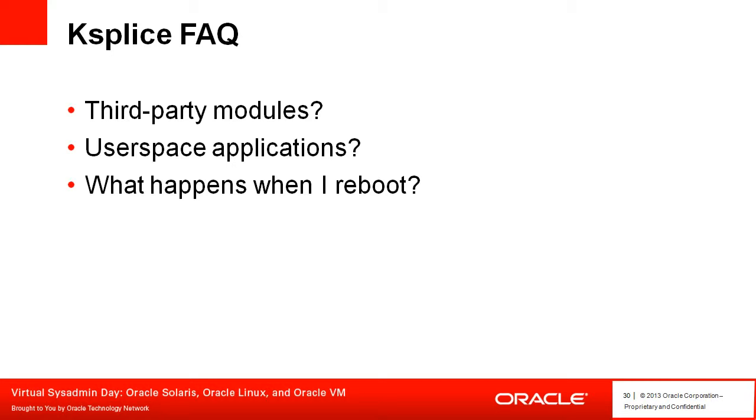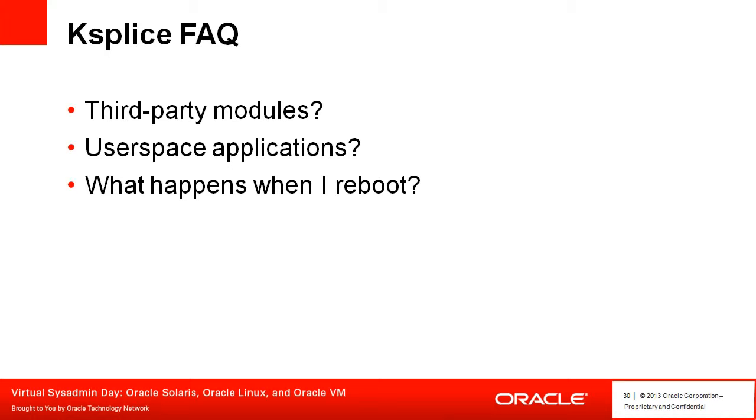How does ksplice interact with my third-party kernel modules like EMC PowerPath? The answer is pretty well. We guarantee that the kernel ABI remains unchanged as part of our patching process, so other modules aren't even aware that we're there, and they keep running as usual. That said, we don't update these third-party modules. We can only update the Oracle Linux kernel and Oracle Linux modules. In other words, the things we provide you and the things we have source code for.